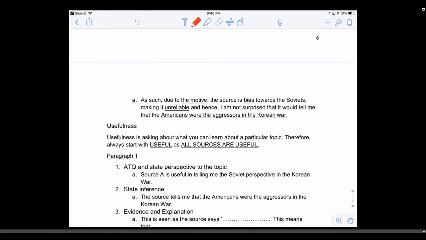So as such, conclusion again: every paragraph of your reliability must have a conclusion. Repeat everything that you just did. As such, due to the motive, the source is biased, making it unreliable, and hence I'm not surprised that it would tell me that Americans were the aggressors in the Korean War. Repeat my inference again in the first line here. Okay, so that is for your surprise question.